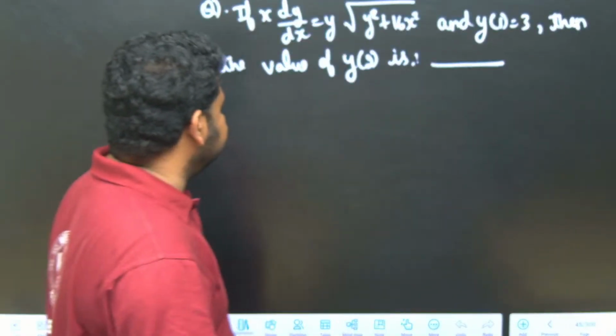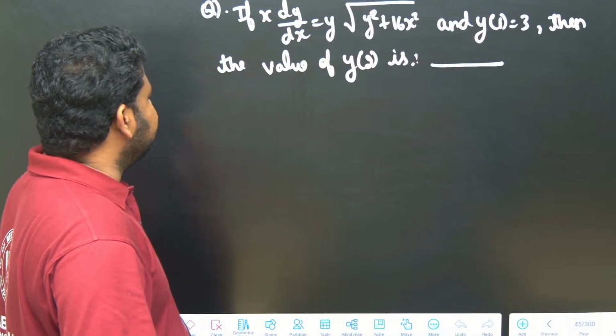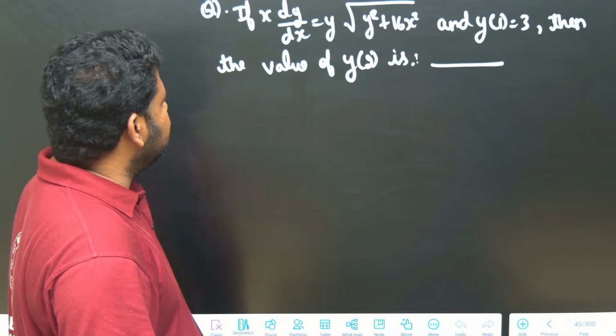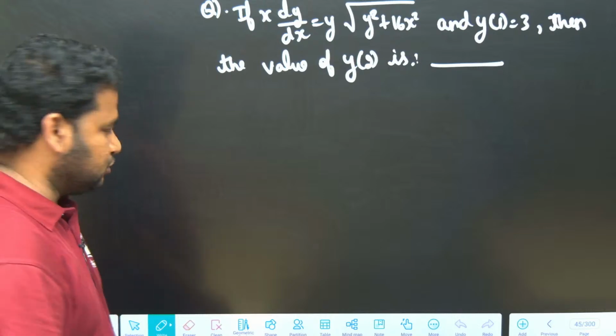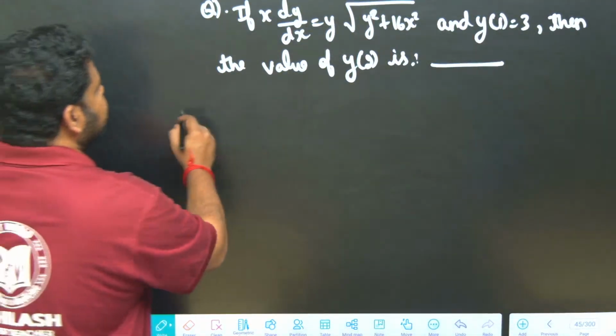So JEE Main 2022 question. They have given x dy by dx is equal to y times square root of y square plus 16x square, y of 1 is equal to 3, then the value of y of 2 is what? This is a numerical based question, not a multiple choice question, similar to the previous question only.